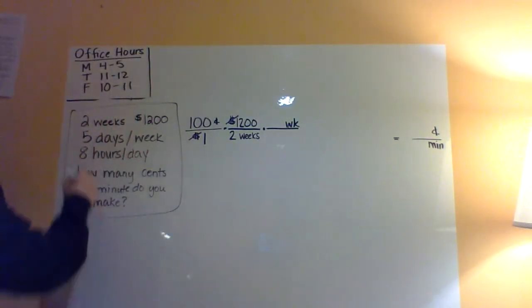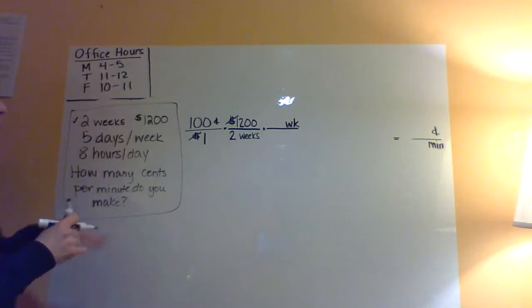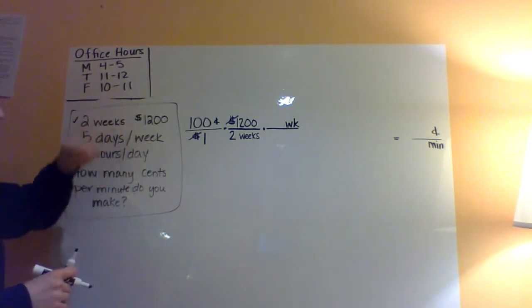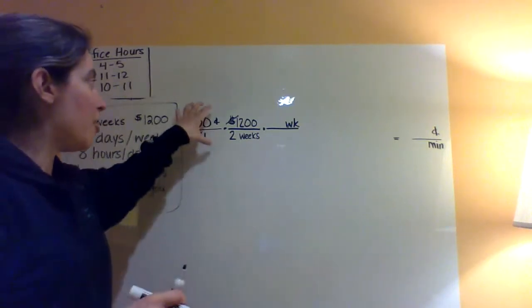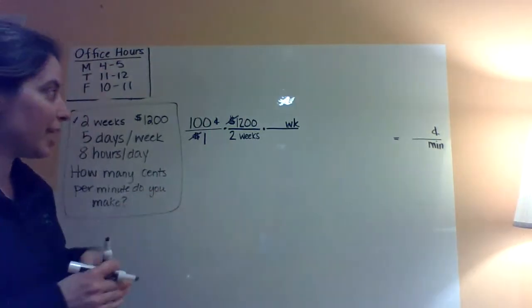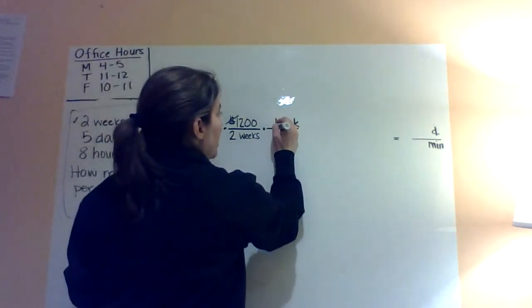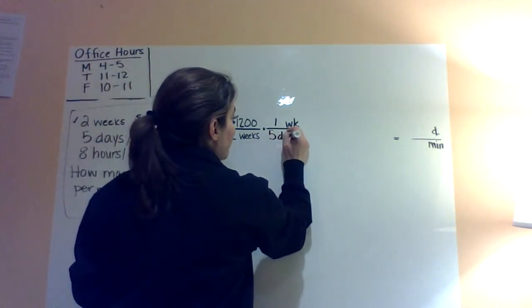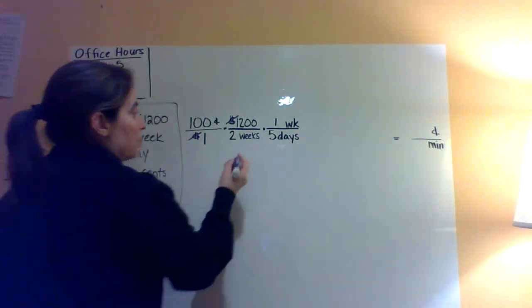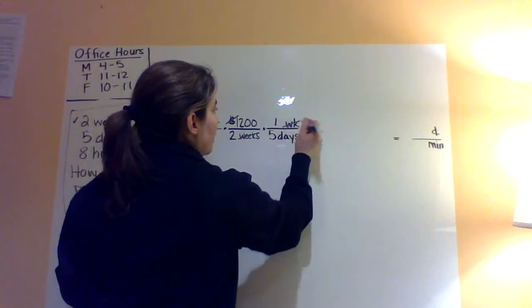So I already used this, right? What else do I have? Well, I know that I have weeks and days. So the reason it says 5 days per week is because this goes along with a work paycheck. So even though there are 7 days in a week, in 1 week I'm only working 5 days. I'm only getting paid for 5 days of work. So this is good because my weeks and weeks cancel out.